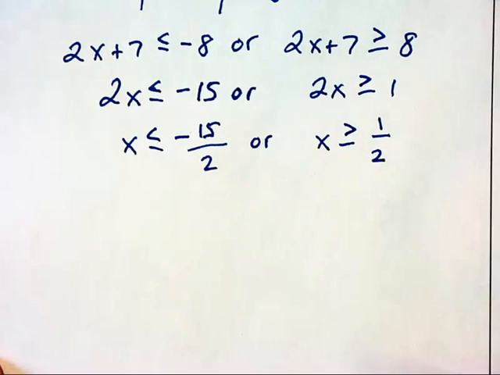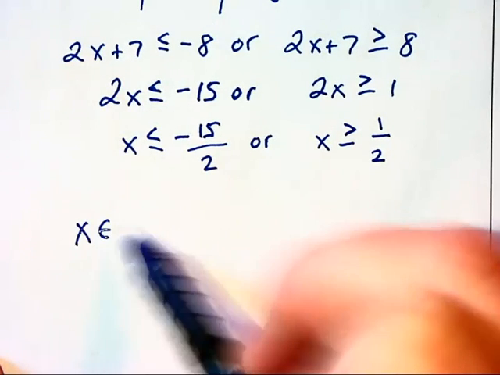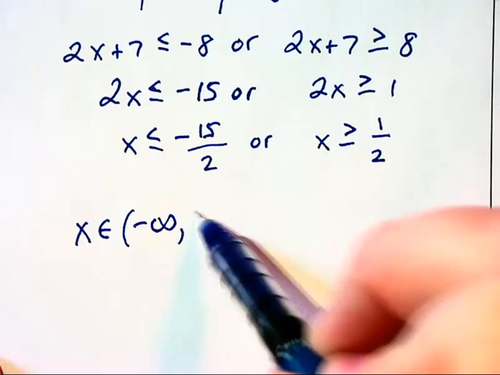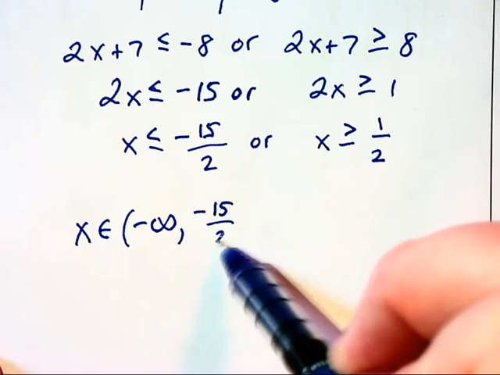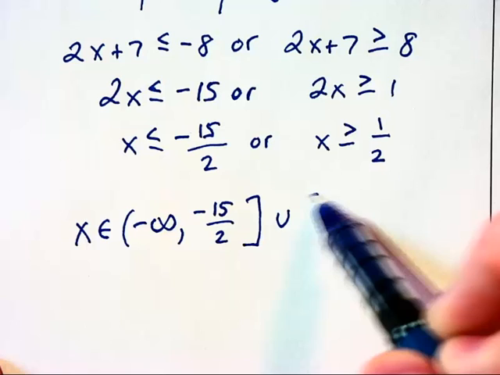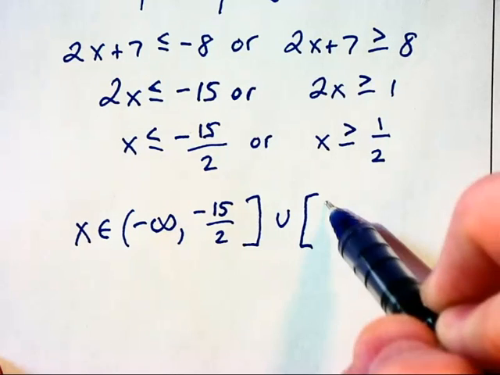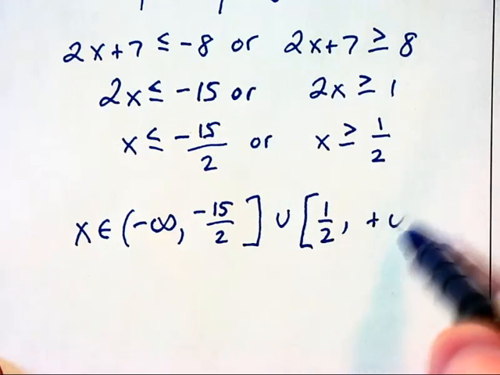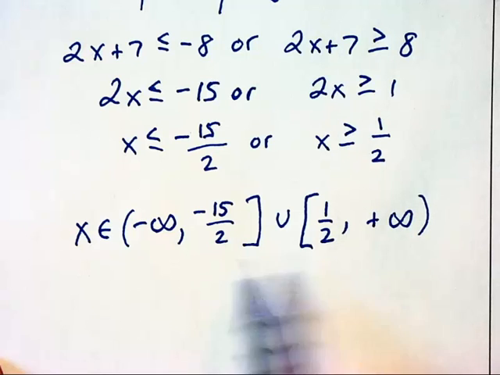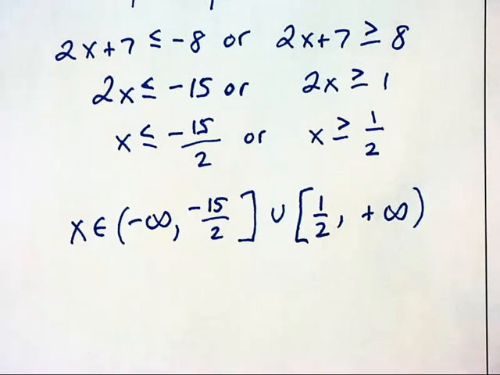In interval notation, this becomes x element of negative infinity up to and including negative 15 halves, united with the interval of values greater than or equal to 1 half. Notice I've got brackets on both ends of these intervals because of the equal signs in the inequalities.